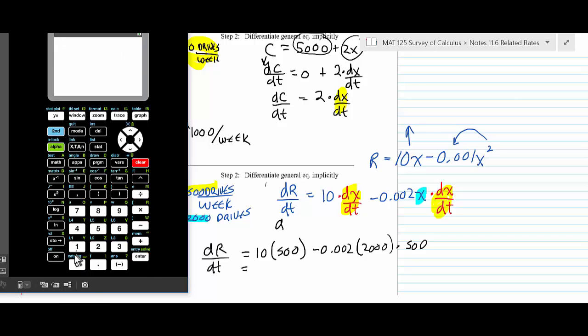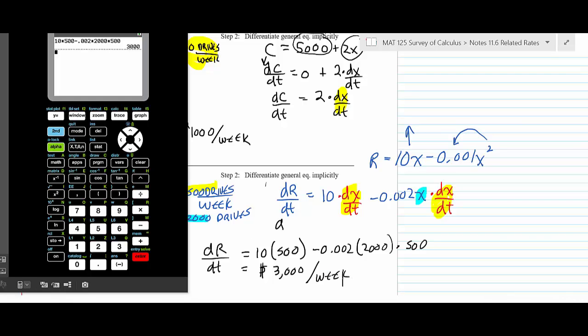I'll do it all in one step here. 10 times 500, of course, is 5,000. Then we have minus 0.002 times 2,000, and then times 500. Let's see what we get there. We get a positive number, so that means the revenue is increasing at $3,000 per week.